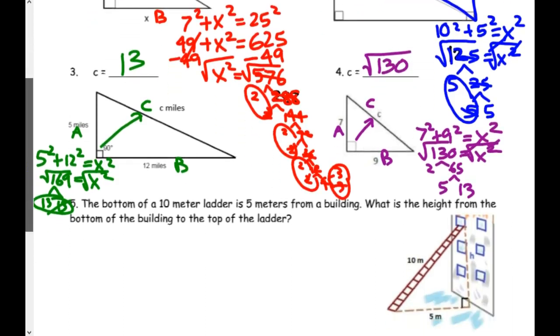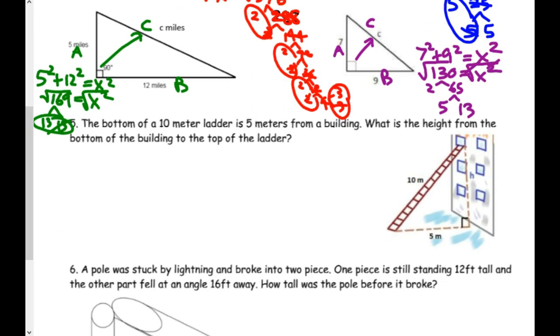The bottom of a 10-meter ladder is 5 feet from a building. What is the height from the bottom of the building to the top of the ladder? Now the picture already has what you need right there. Okay, you're looking for x. So anytime you have 2 sides and you're looking for a third side in a right triangle, that's still going to be Pythagorean Theorem. So remember, across from the 90, that's your C.